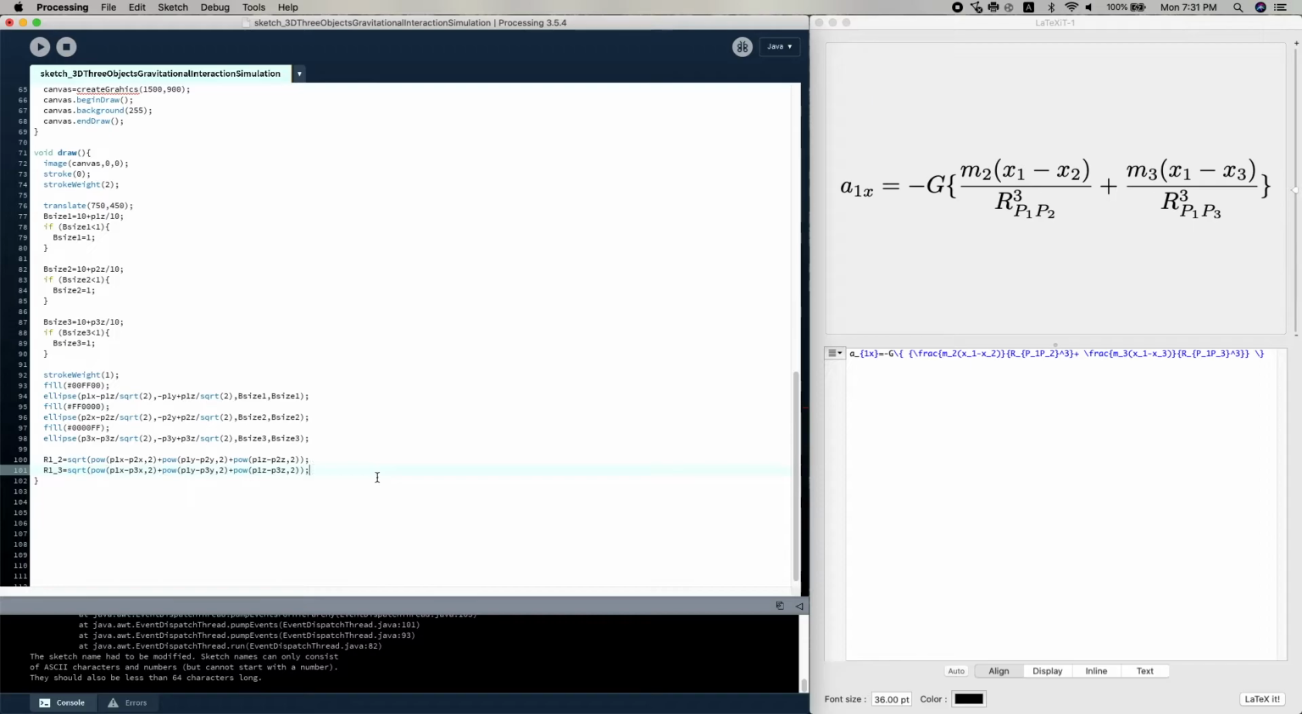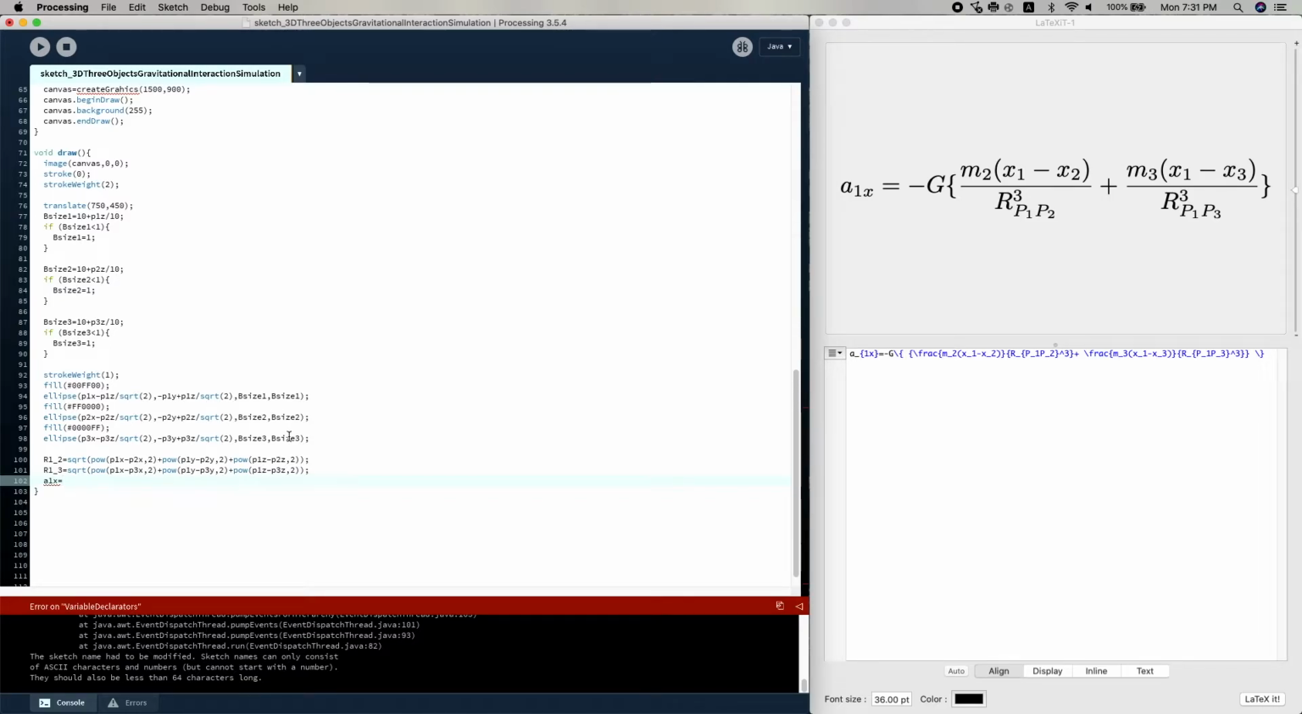And now that our radius is defined, we can get our expressions for a1x. Using this equation here, notice that I'm not going to use the value of g, because adding the value of g makes the simulation so slow. All we want to see is how the interactions look, not how it would really look in real life. So to make the simulation faster, I'm just not going to use the value of g.